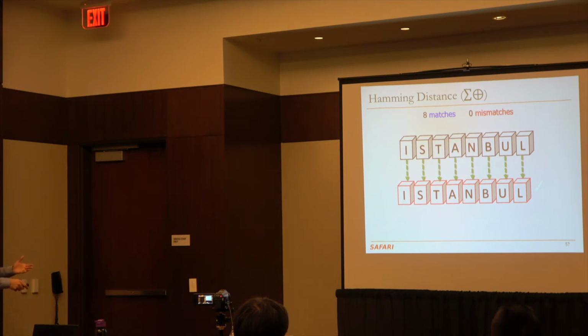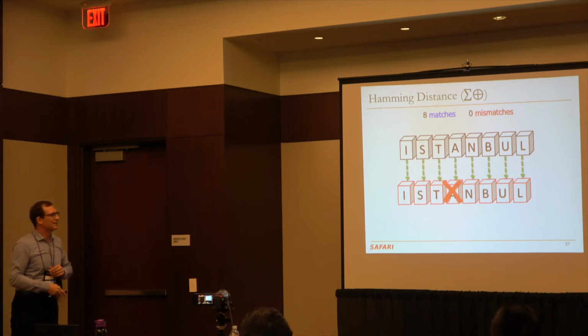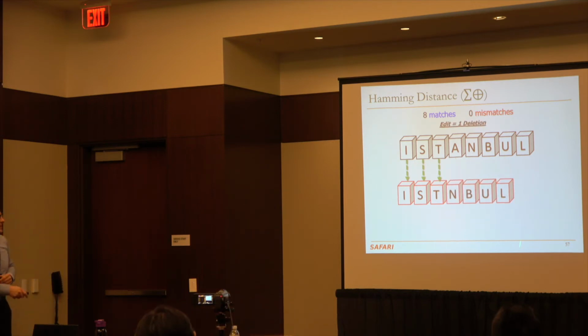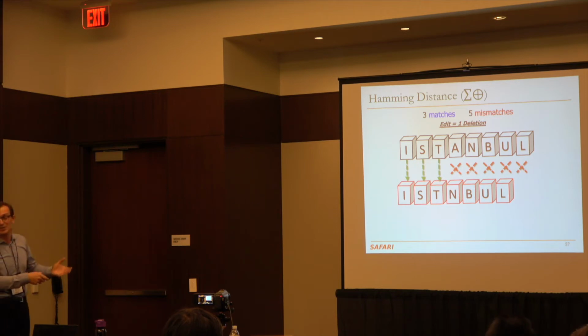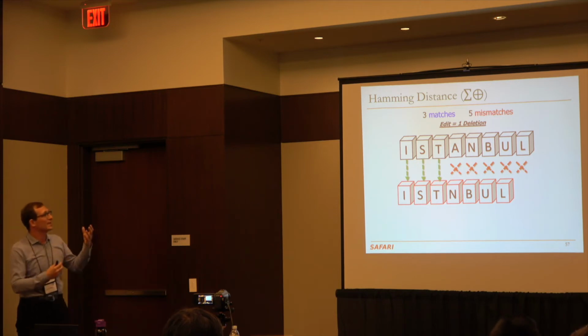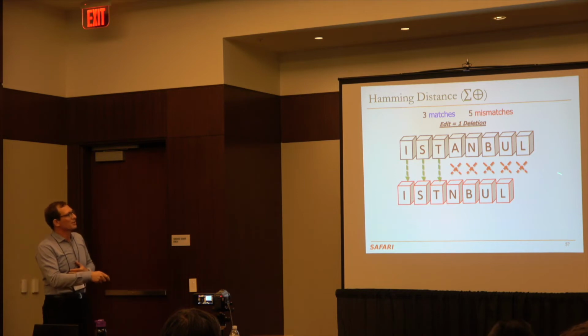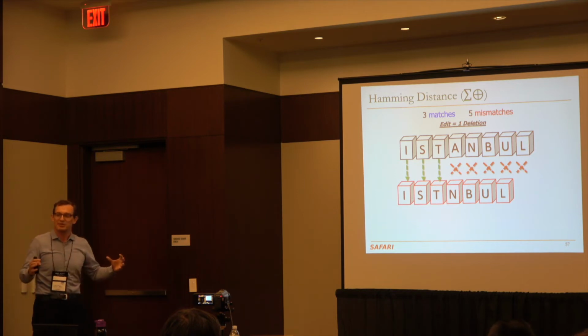But let's say our query was a little bit different. It has a deletion. For whatever reason, somebody misspelled it, right? So you have this deletion. If you do the Hamming distance over here, you'll get 3 matches and 5 mismatches. Not good, because these strings are actually very similar to each other, right? But we want to get the benefit of Hamming distance, which is really simple computation, XORs, while also figuring out that these strings are actually similar to each other.